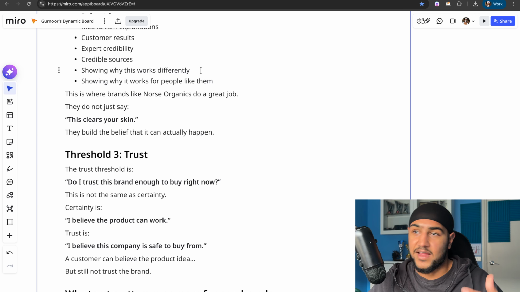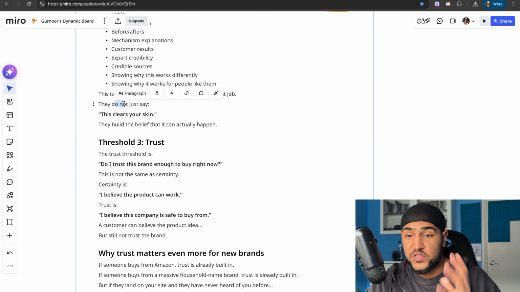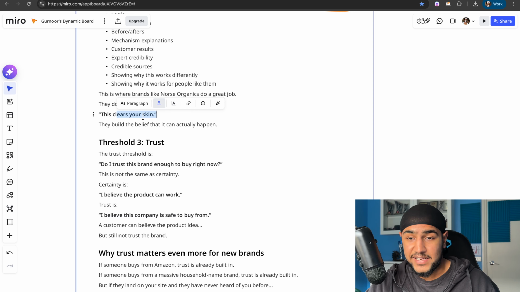If someone in your ad is saying, I just turned 70, and you can see that she looks like she's 25 or something, that's a lot of authority. So you can increase the believability that way. They do not just say this clears your skin. They build the belief that it can actually happen. That's essentially what we're trying to do here.